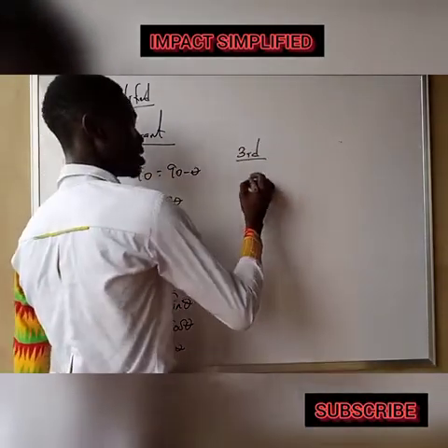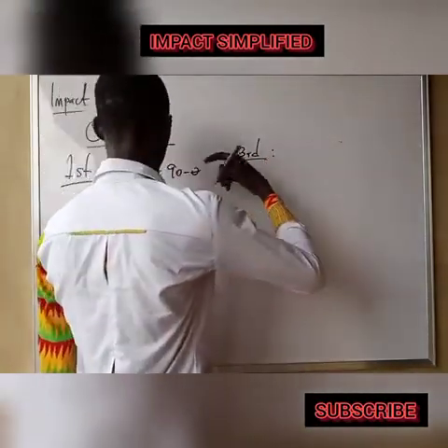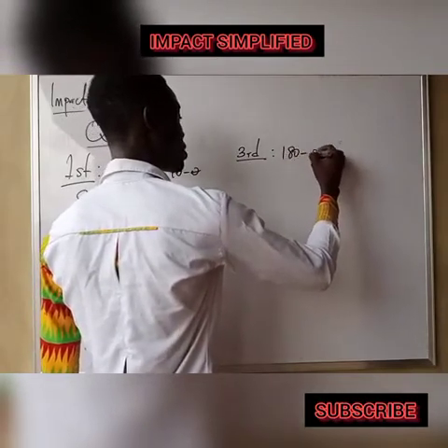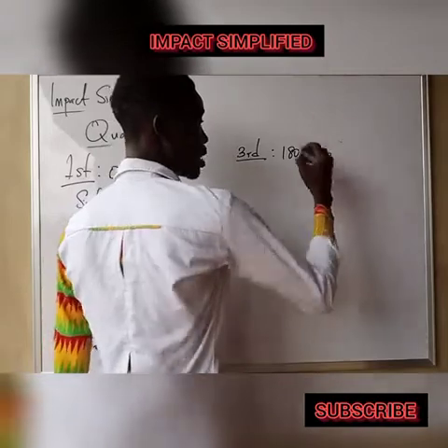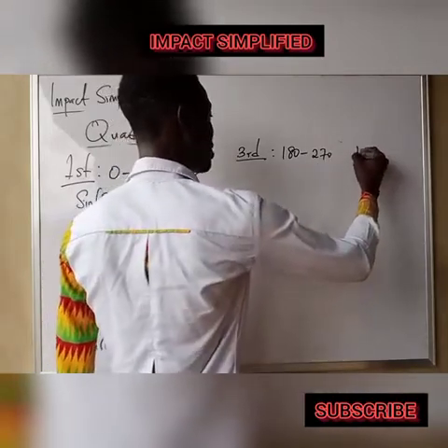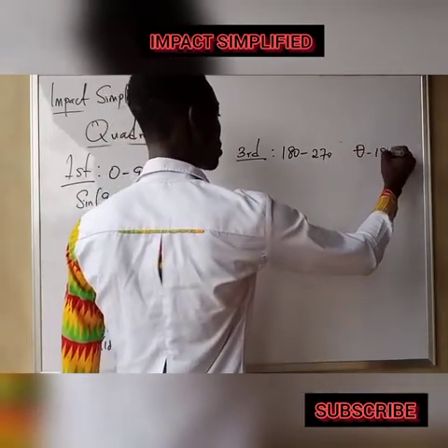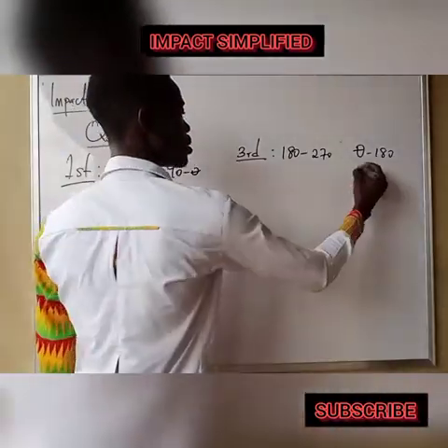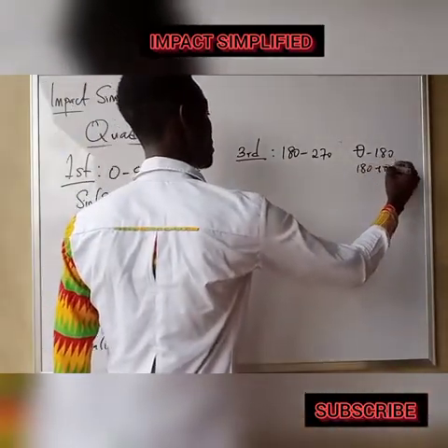Let's look at the third quadrant. What is the angle combination on the third quadrant? The angle between 180 and 270. And we have said that it is theta minus 180 or 180 plus theta. So that means we can have it as either of these.